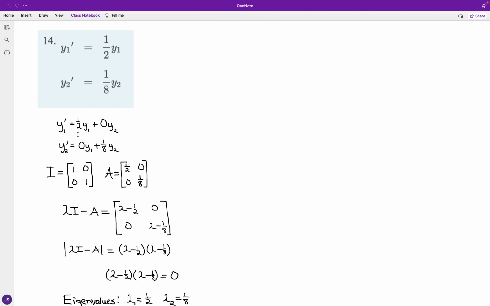say we also have a two equation system. The first order derivative of y sub 1 is equal to 1/2 of y sub 1, and putting it in terms of both y sub 1 and y sub 2, we have 1/2 of y sub 1 plus 0 y sub 2. For the derivative of y sub 2, equal to 1/8 of y sub 2, we express this as 0 y sub 1 plus 1/8 of y sub 2.